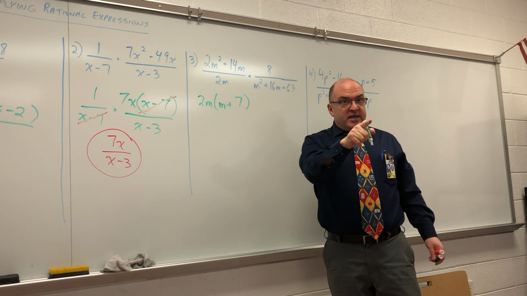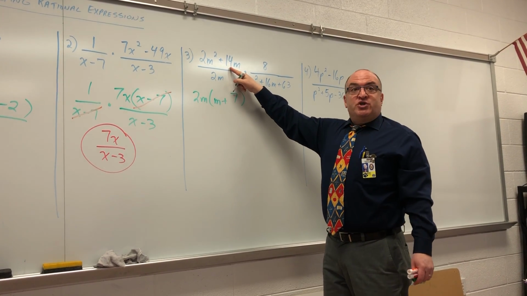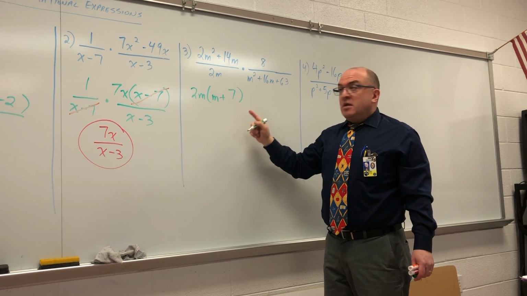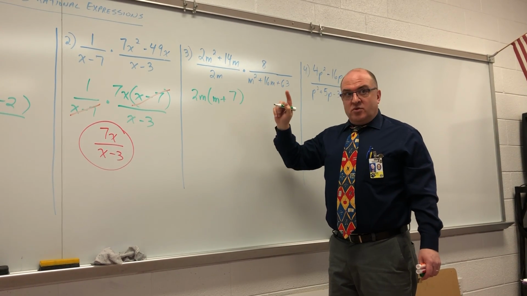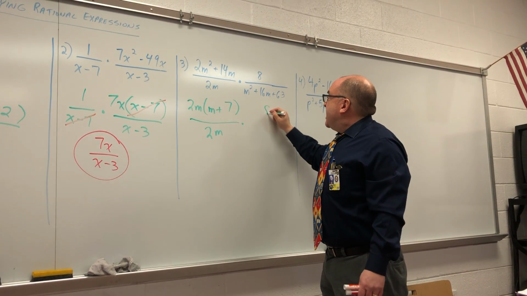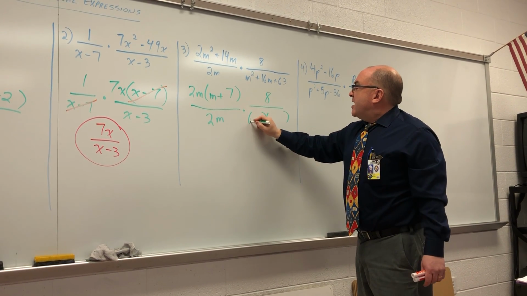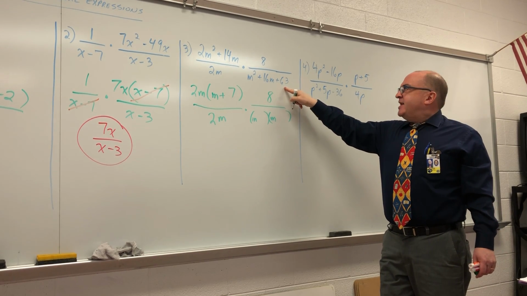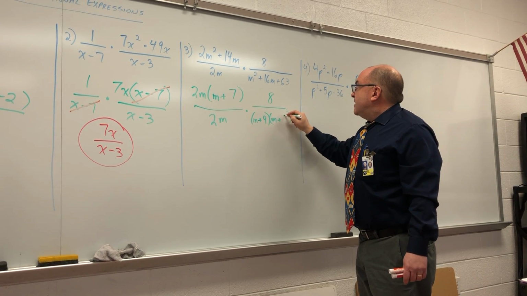Okay? Yes, we're good? Wait, why is it, did you, I took out 2m. 2m times 7 is 14m, right? So I took out a 2m from here and here. Does that make sense? We're good? Over 2m times 8 over. What times what makes m squared? M times m. What times what makes 63 that added together makes 16? 9 and 7.